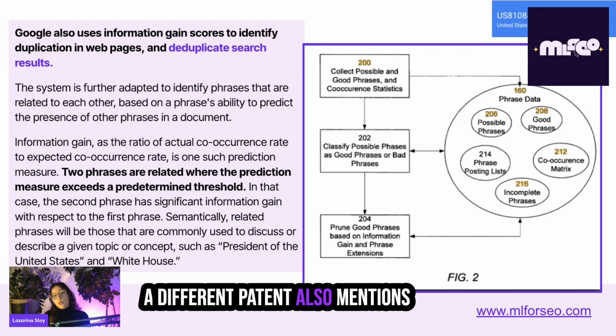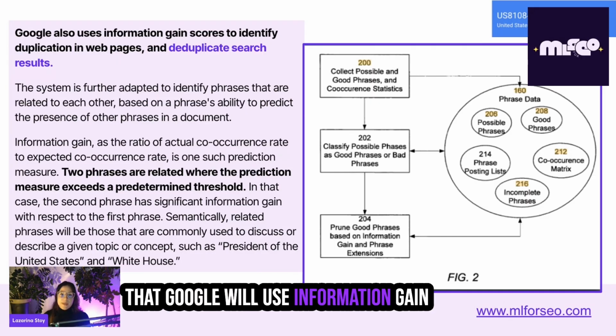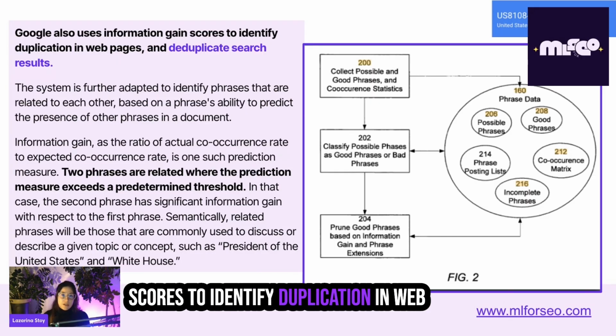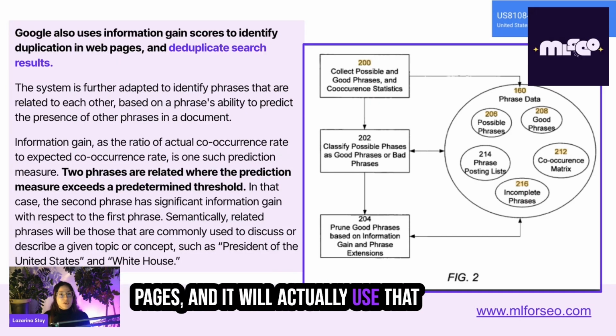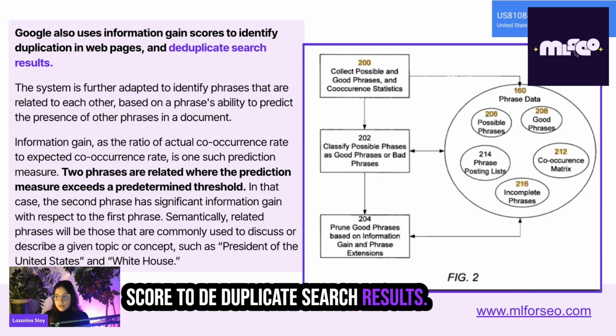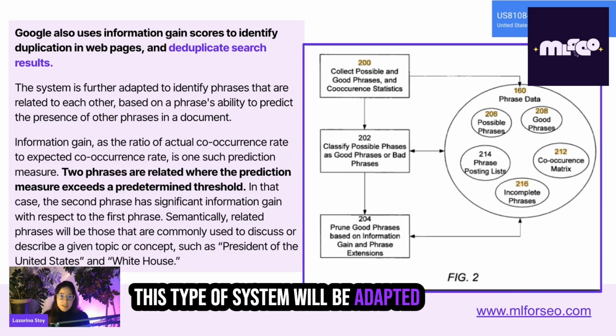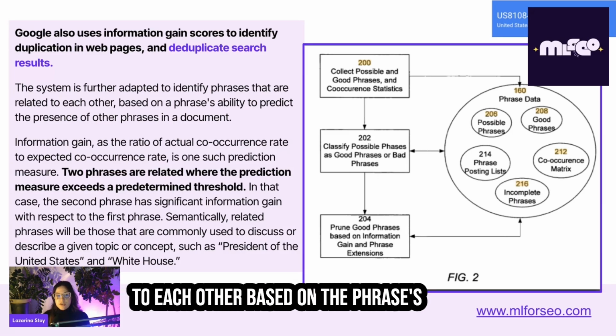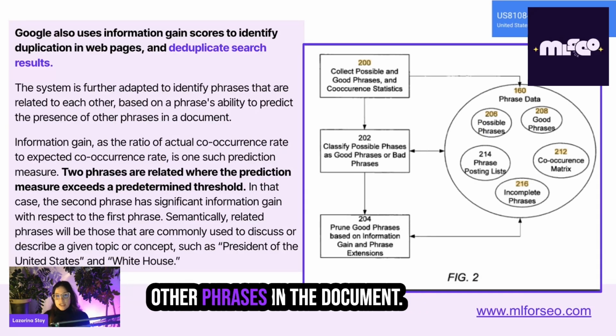A different patent also mentions that Google will use information gain scores to identify duplication in web pages, and it will actually use that score to deduplicate search results. This type of system will be adapted to identify phrases that are related to each other based on the phrase's ability to predict the presence of other phrases in the document.